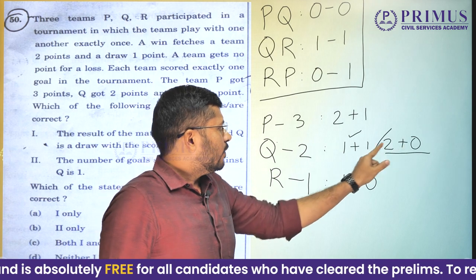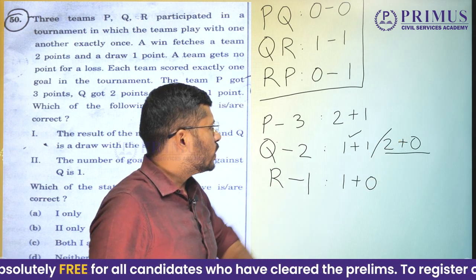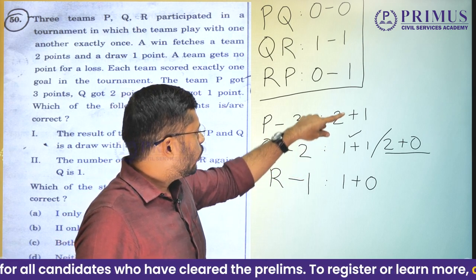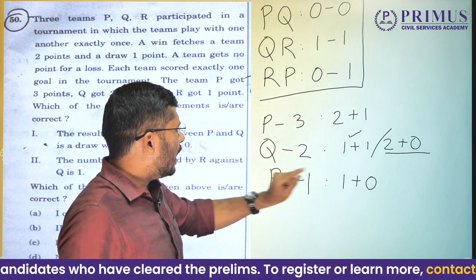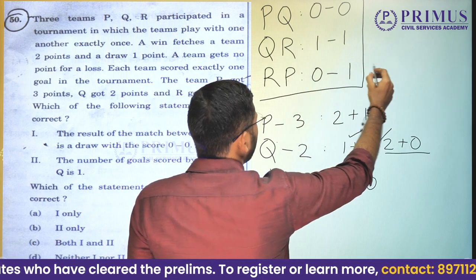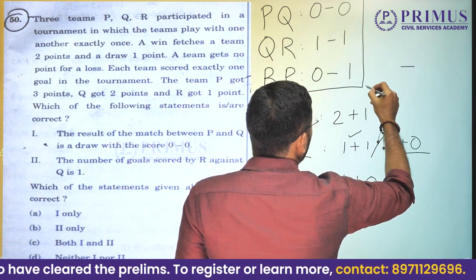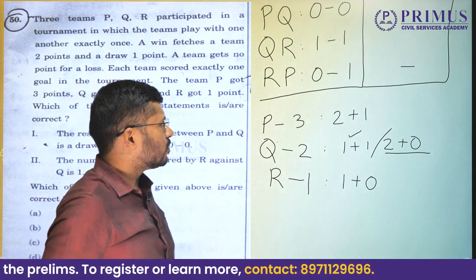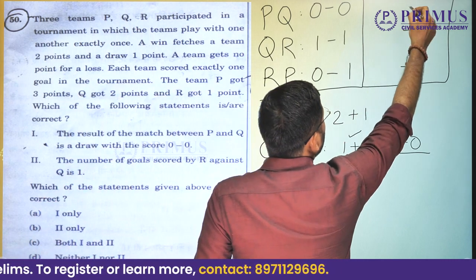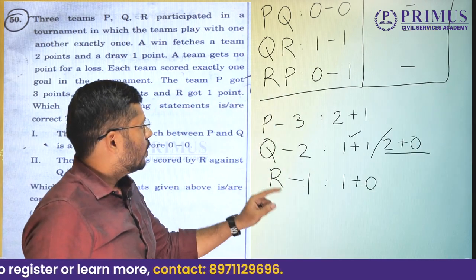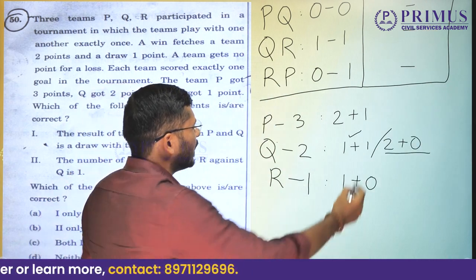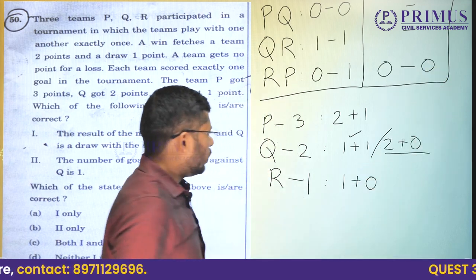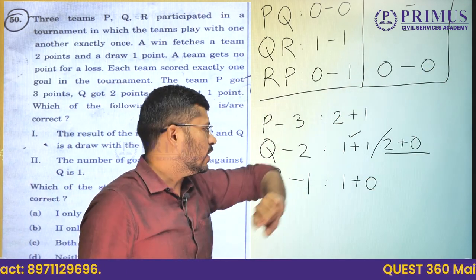Now if they win at one side and lose at another side, then the only two persons who make a draw are P and R. So the draw scenario must take place between P and R. Again, there are two different cases here, either it could be 0 and 0 or 1 and 1. We will start with 0 and 0.